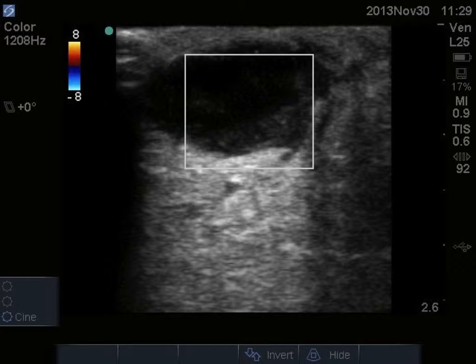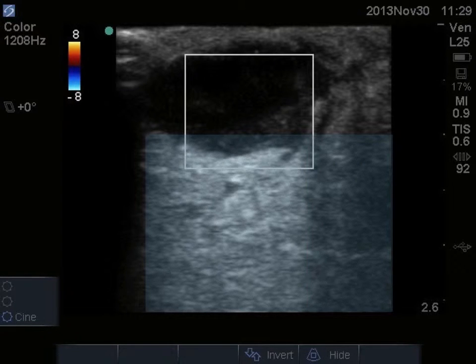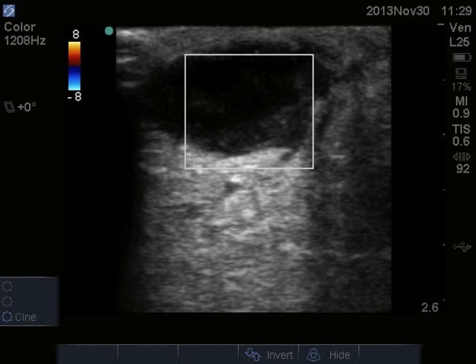Looking at this image, we are comparing the echogenicity of the tissue behind the suspected abscess compared to the echogenicity of the tissue at the same depth in other areas. Can you appreciate that the tissue behind this abscess is brighter compared to the tissue at the same level next to it? That is posterior acoustic enhancement.